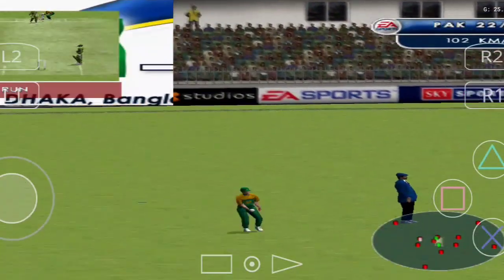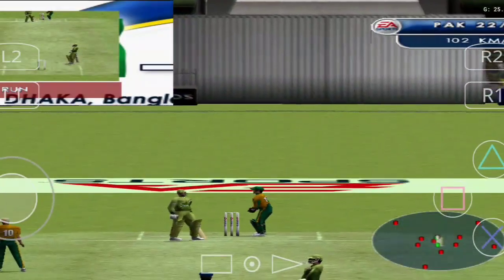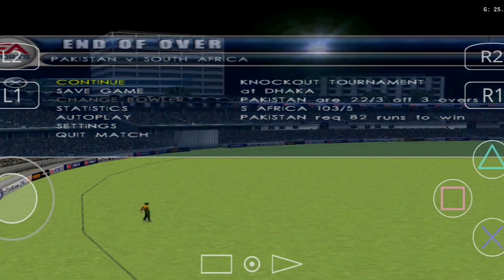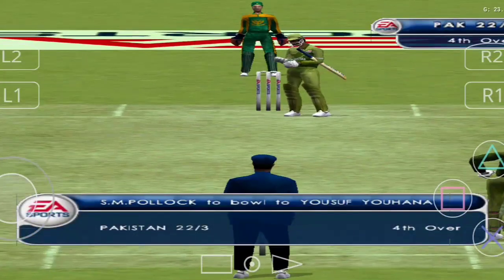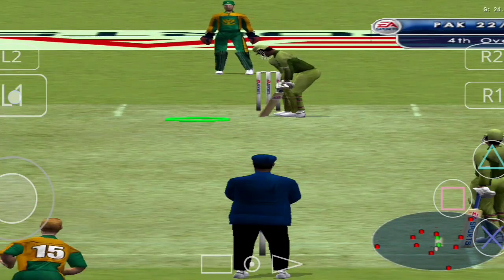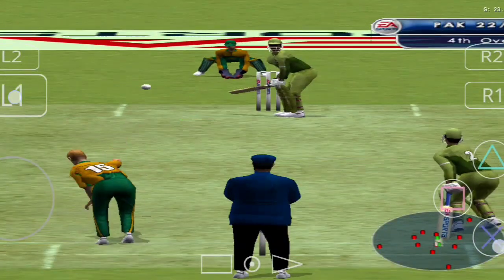That's gone high in the air. He couldn't quite reach it. 7 overs are left for Pakistan. Pollock to bowl the last of his allotted overs. The required run rate is looking more and more out of reach here.